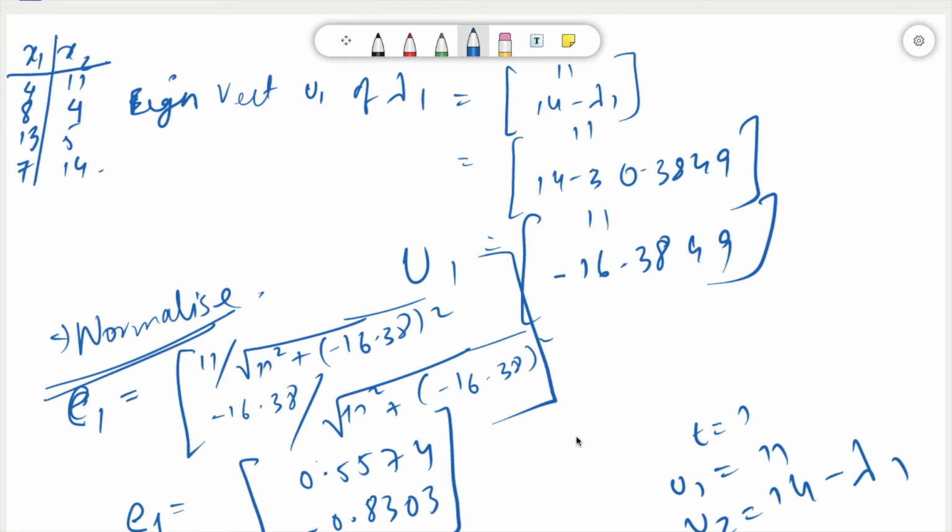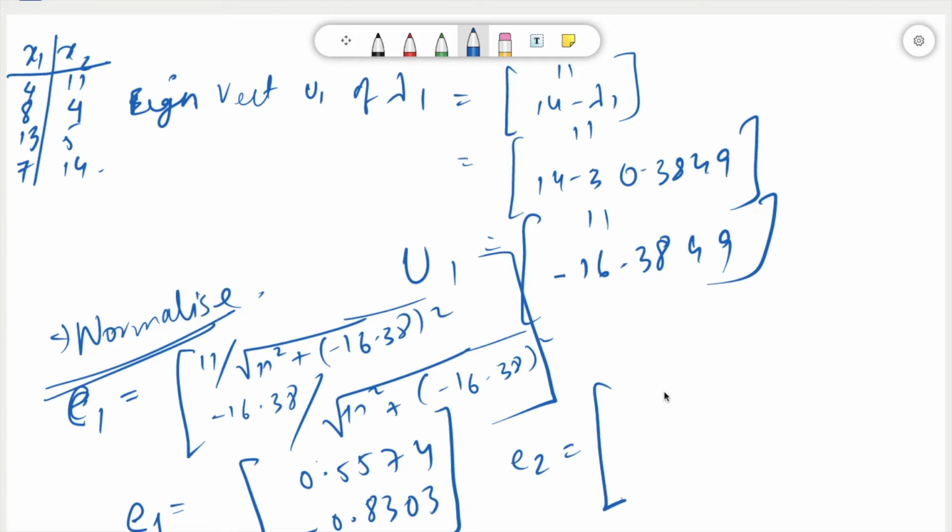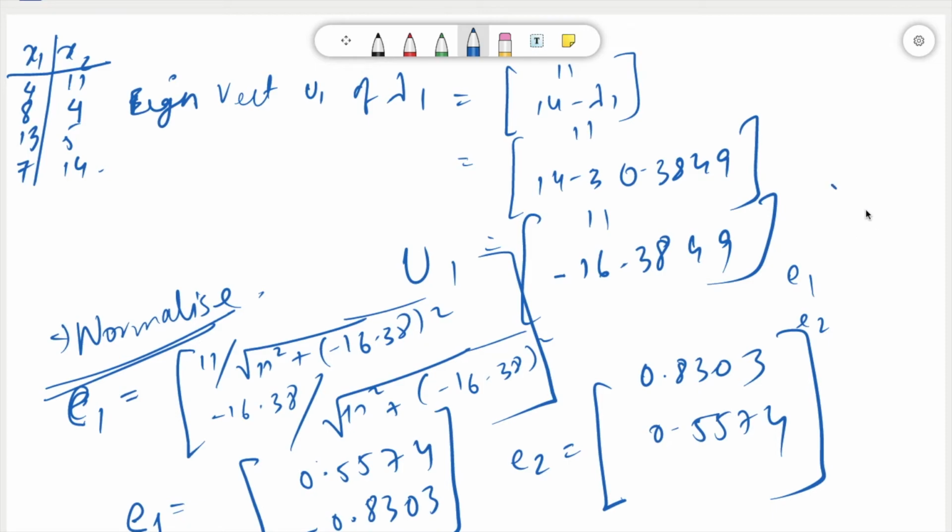Similarly, if you calculate the eigenvector corresponding to the second eigenvalue, you will get E2 as 0.8303 and 0.5574. You can use the same formula to calculate this. If you plot E1 and E2, you can find that they are at 90 degrees to each other, meeting at a point. We'll talk about this later.